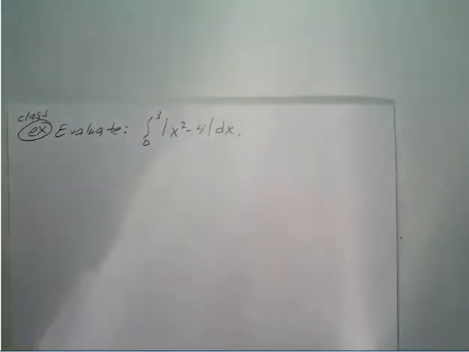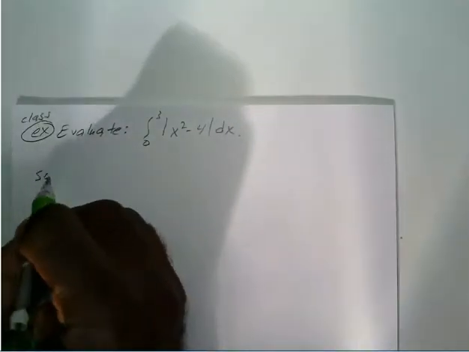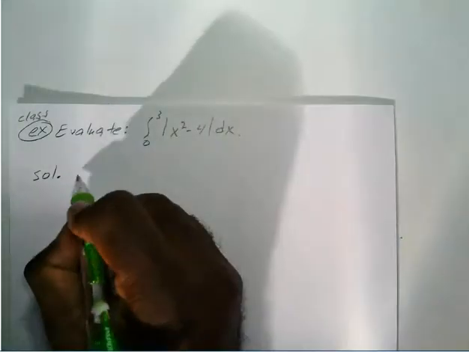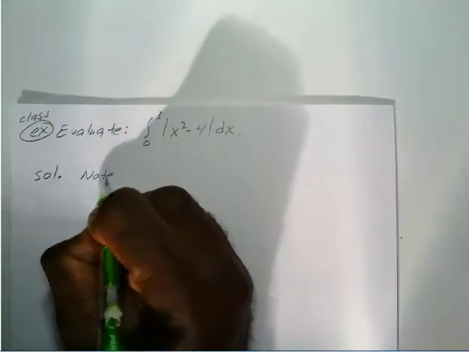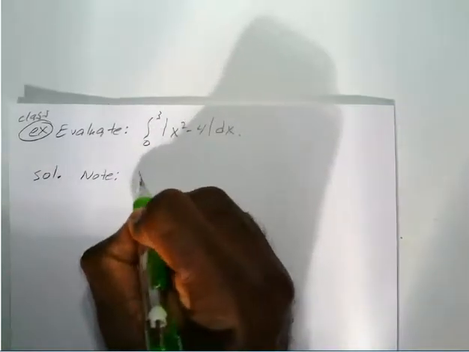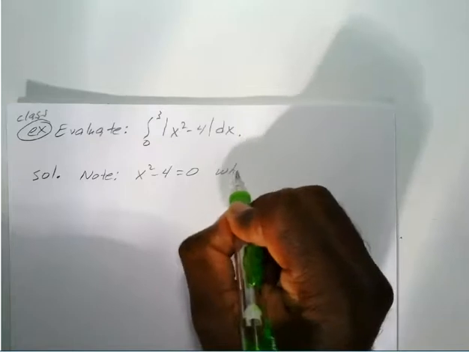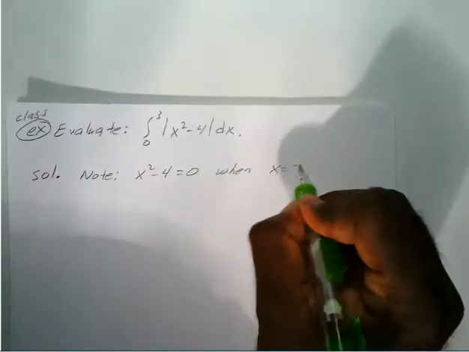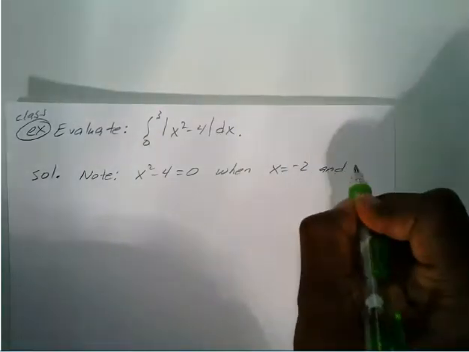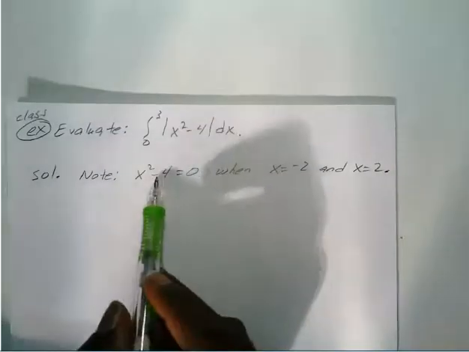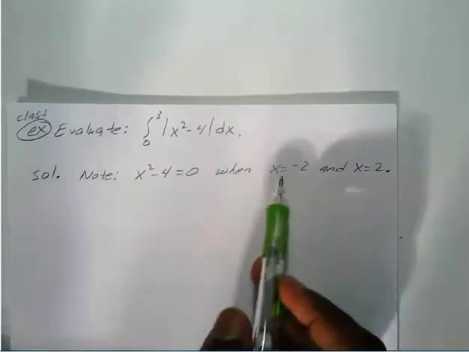All right, so I'm assuming you've pressed pause and you've already worked this one out. So let's go ahead and verify your answer. Okay, now just like before, on the previous example, you want to note that x squared minus 4 equals 0 when x equals negative 2 and x equals 2. Okay, all you do is you add 4 to both sides, square root both sides, and you get plus or minus 2.